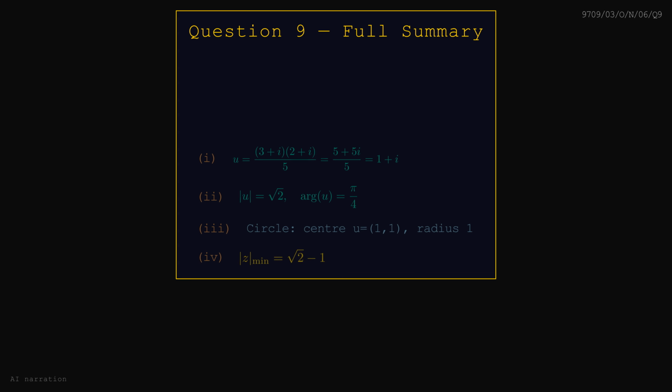Summary. Part 1, u equals 1 + i. Part 2, modulus root 2, argument pi over 4. Part 3, circle with center u and radius 1. Part 4, least modulus of z equals root 2 minus 1. That completes question 9.